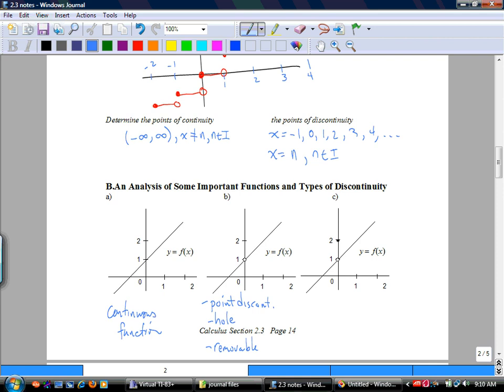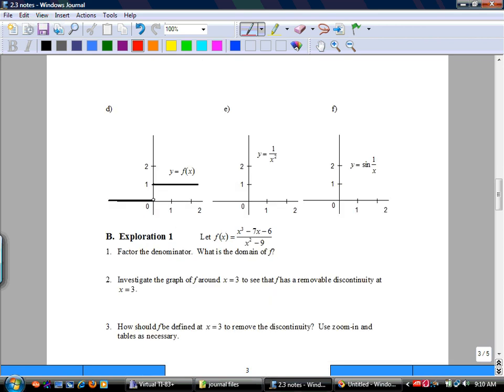Oh, flip the page. You'll see some. There's lots of different kinds of discontinuity. Okay. D. D is called a jump discontinuity. Jump.